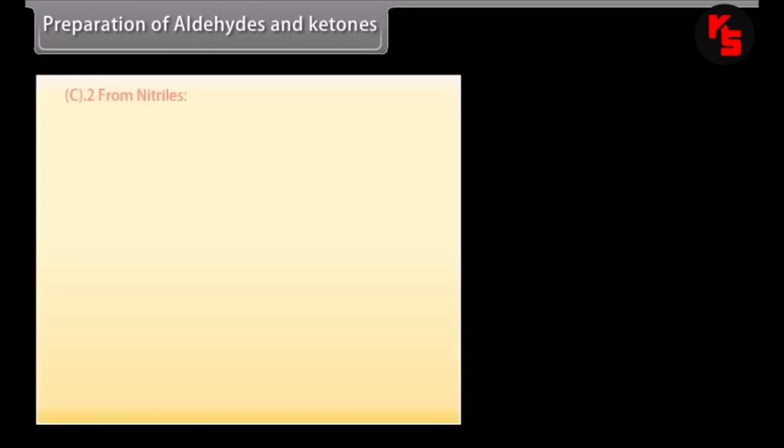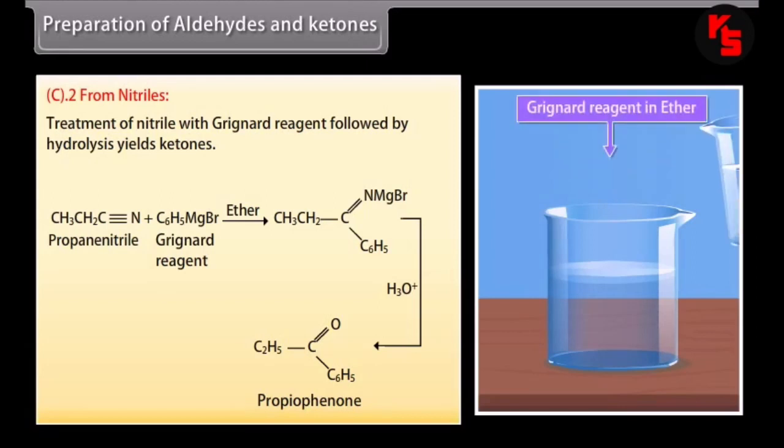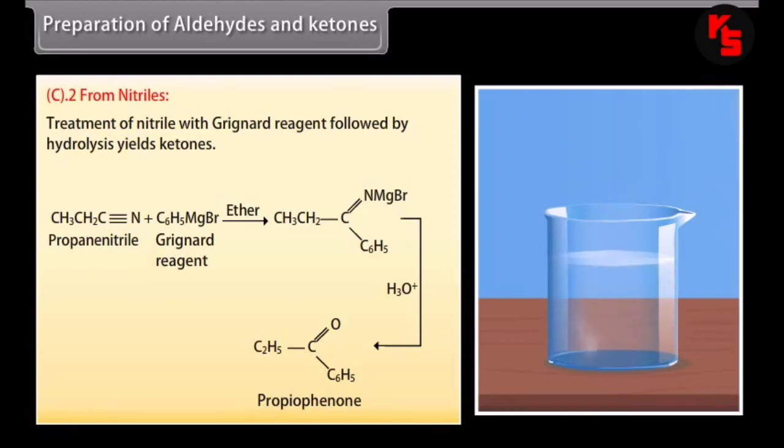Preparation of aldehydes and ketones from nitriles. Treatment of nitrile with Grignard reagent followed by hydrolysis yields ketones. Grignard reagent in ether reacts with propanenitrile, and then it forms an intermediate, and then upon hydrolysis it gives propiophenone.